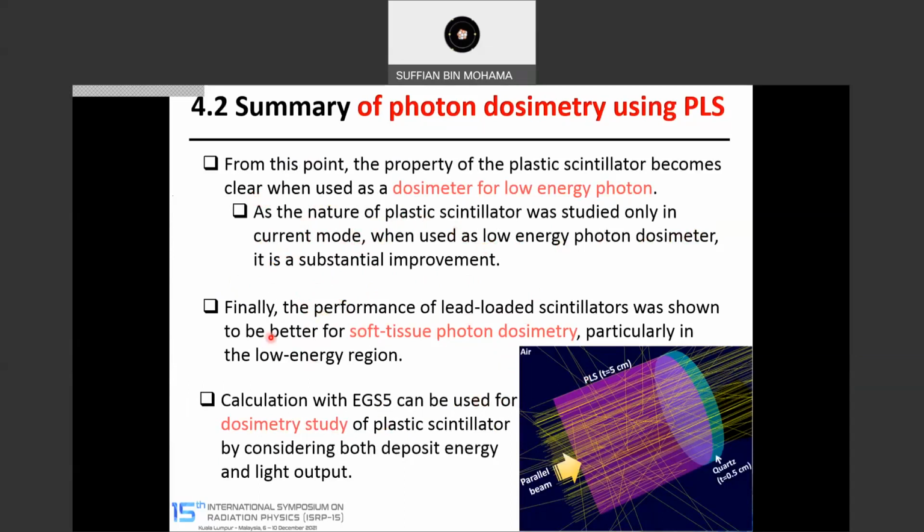And finally, the performance of lead-loaded scintillators was shown to be better for soft tissue photon dosimetry, particularly in the low energy region. And calculation with the EGS5 code can be used for dosimetry study of plastic scintillator by considering both the deposited energy and light output.